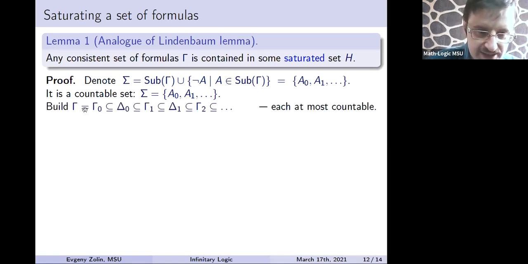The trick is that we will build a sequence of sets of formulas, gamma 0, gamma 1, gamma 2. And we have some intermediate steps, delta 1, delta 2, delta 3, and so on. All these sets will be at most countable.